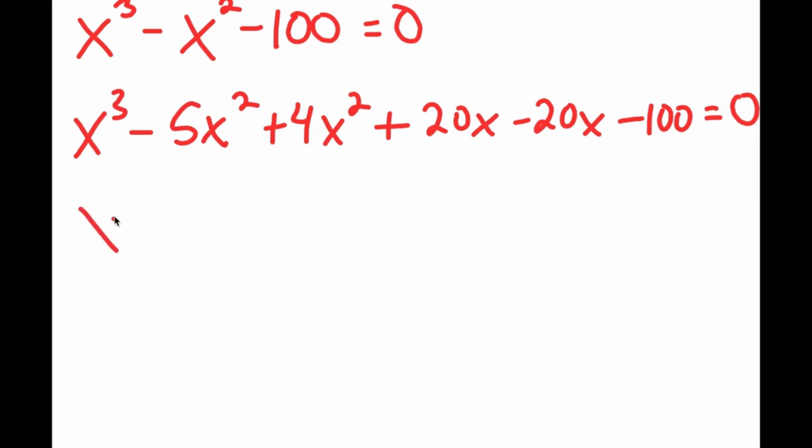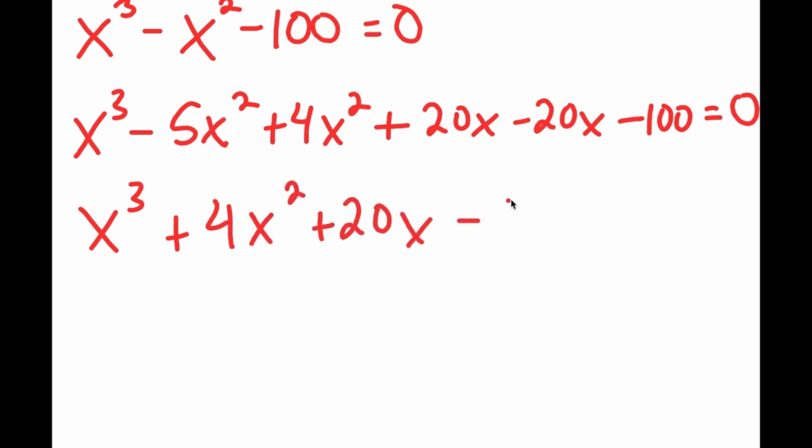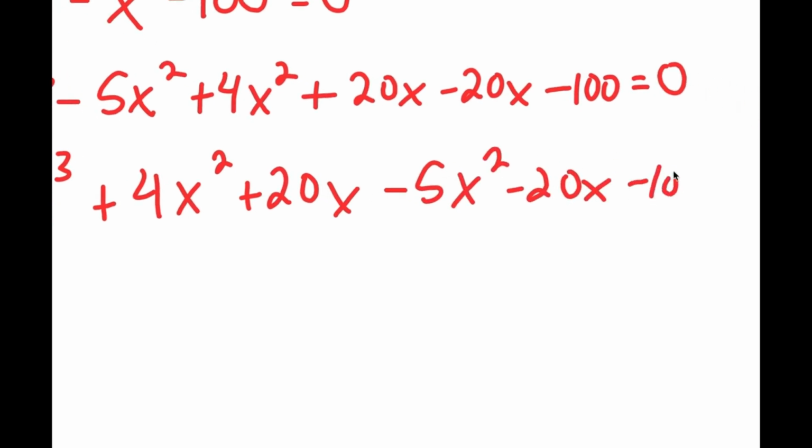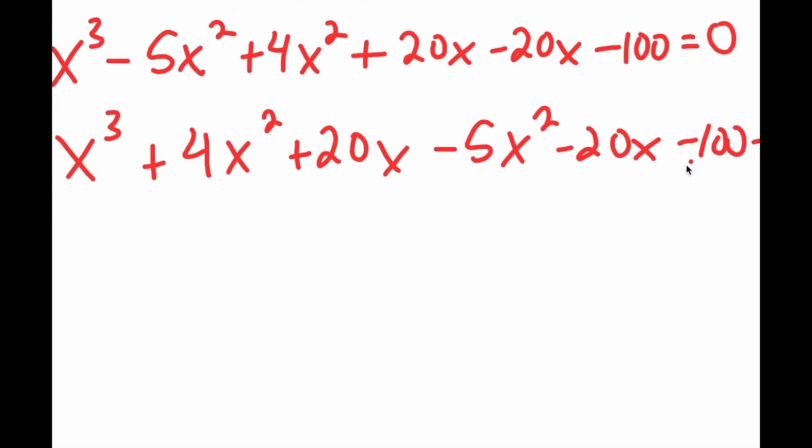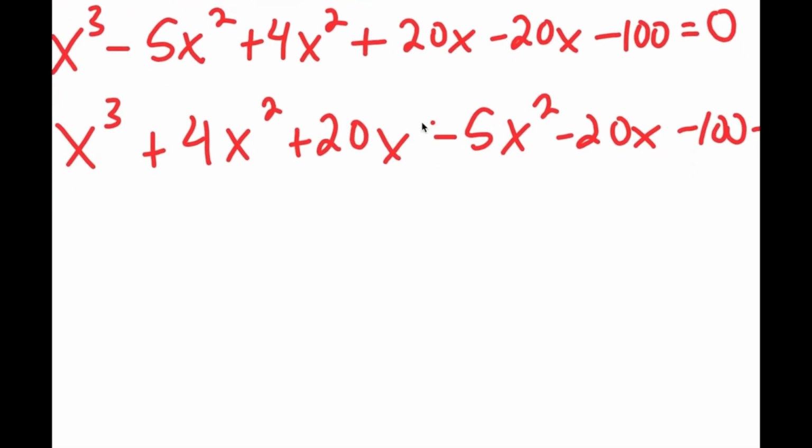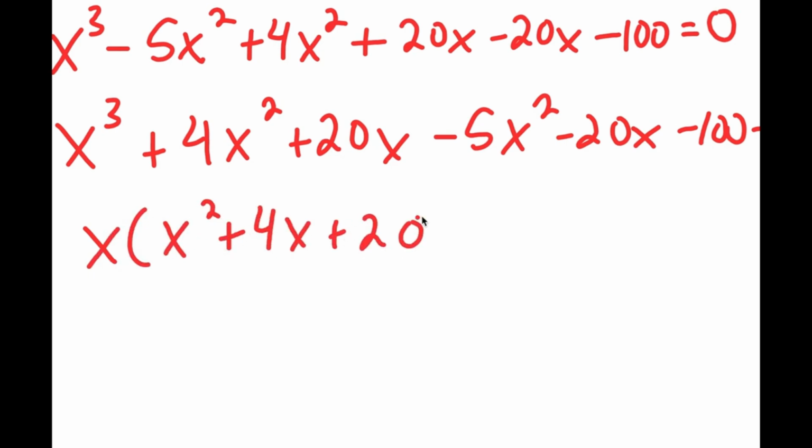I can reorder this and make this equal to x to the power of 3 plus 4x squared plus 20x minus 5x squared minus 20x minus 100 equals 0. So now I can factor this much simpler. So from x to the power of 3 plus 4x squared plus 20x, I can factor out x, so I get x times x squared plus 4x plus 20.